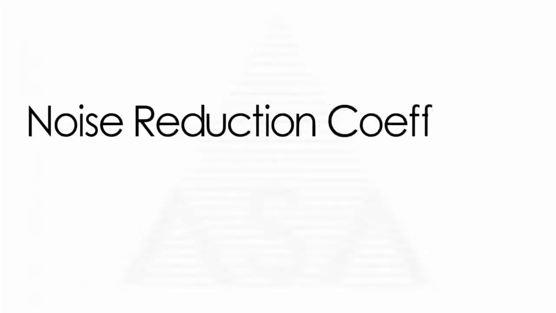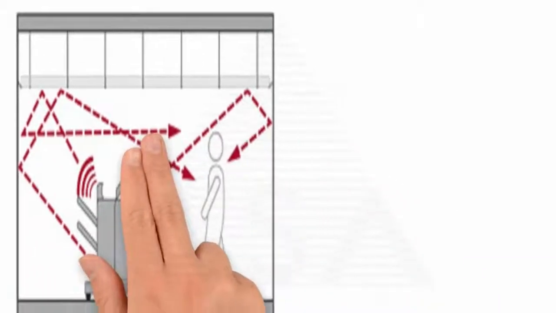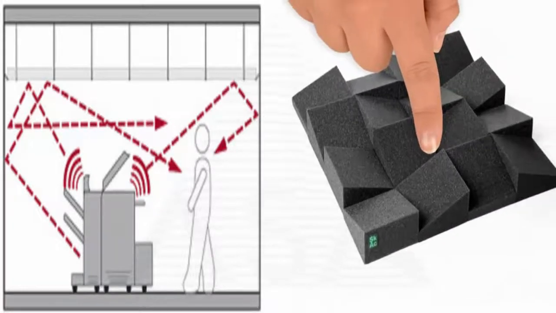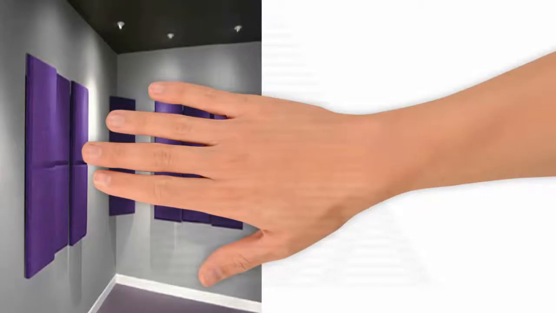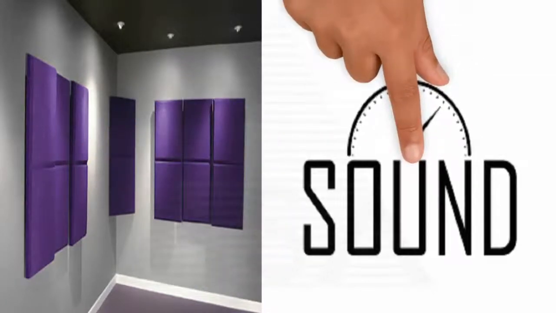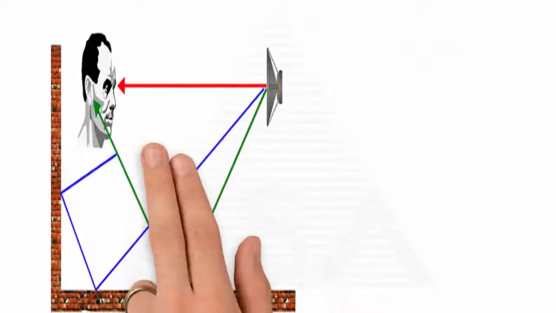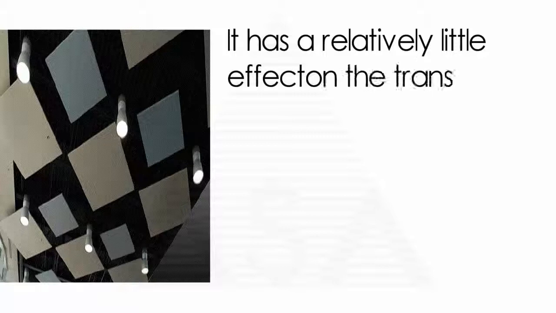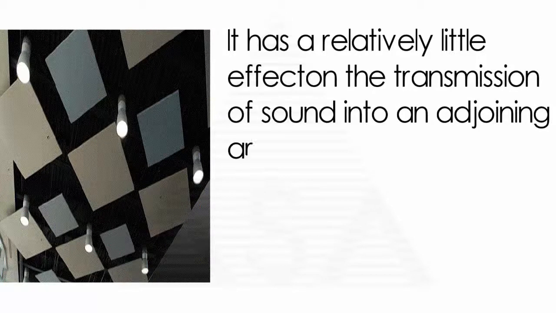Noise reduction coefficient of ceiling. NRC, noise reduction coefficient, is the effectiveness of an absorptive material or surface as compared to a theoretically perfect absorber. A sound absorber is designed to deaden sound within a room, to eliminate the reverberation of sound and to reduce the buildup of sound within an enclosed space to provide acoustical comfort. The higher the number, the better the absorption. It has a relatively little effect on the transmission of sound into an adjoining area.